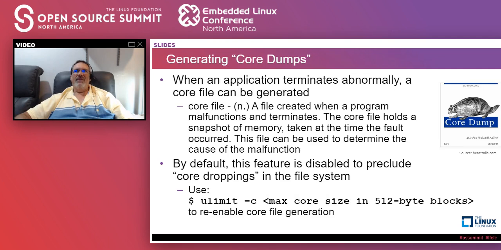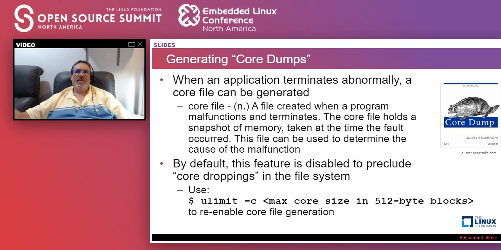Also we have the ability to generate core dumps. Now core dumps are kind of a lost art, if you will. The idea behind a core dump is it's going to take a memory snapshot of everything, the register sets, the instruction pointer, the stack pointer, everything that was executing at the time of the malfunction. By default, this is turned off inside of Linux. We can use the ulimit command to turn them back on. And in ulimit, we have to specify the maximum core file size in 512 byte blocks. Why 512 bytes? Well, because that used to be the sector size back in the old days.